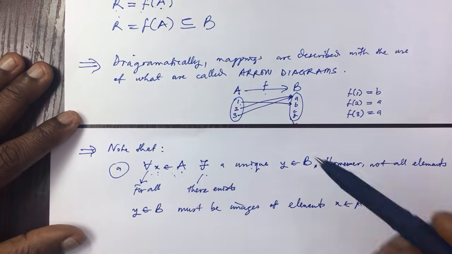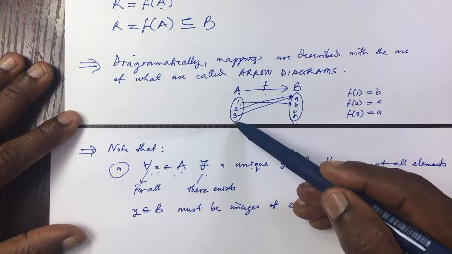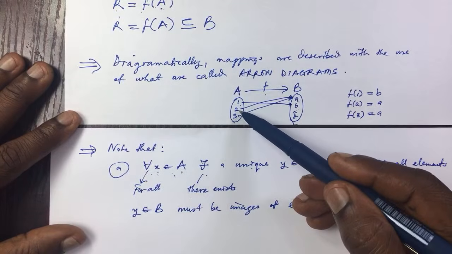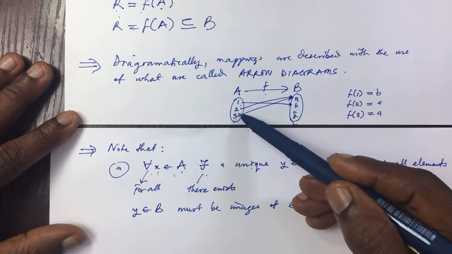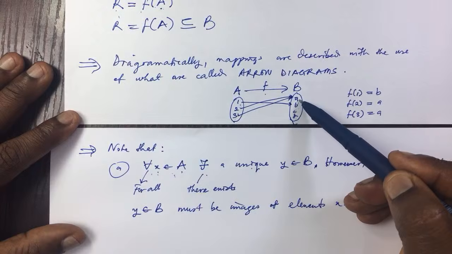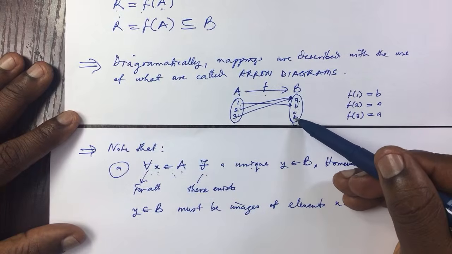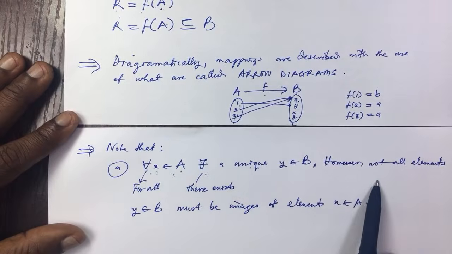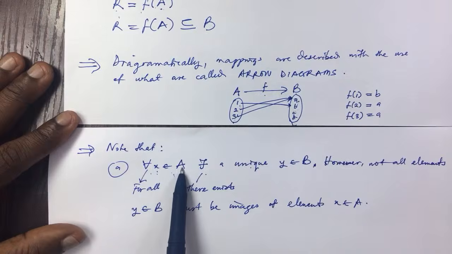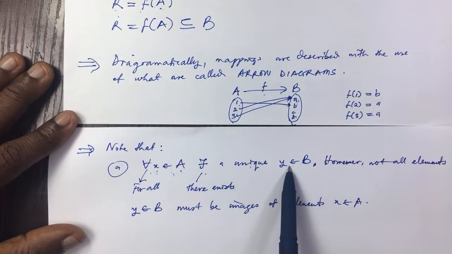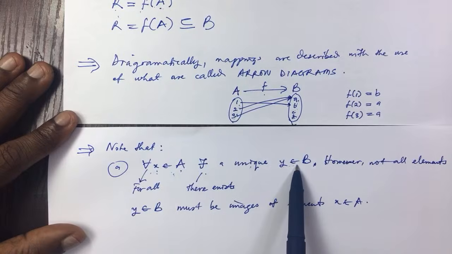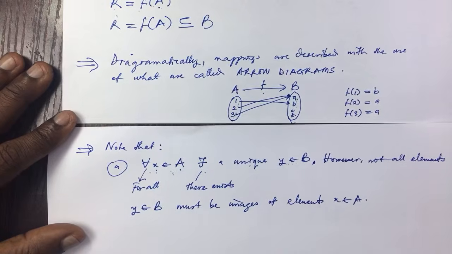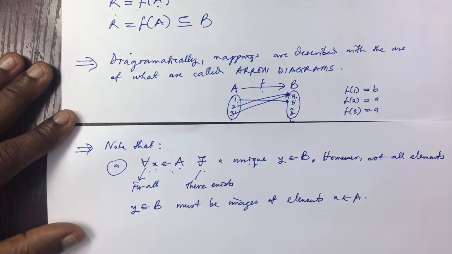Now, note one thing. You will come to realize that every element in A has an image in B, and note also that more than one element in A can be assigned one unique value in B. Note, not every element in B, the codomain, must be an image of an element in A. So that is what I'm trying to explain here: every element in A has a unique element y as its image in B, but not all elements y in B must be images of elements x in A. That is the first thing I want you to note.